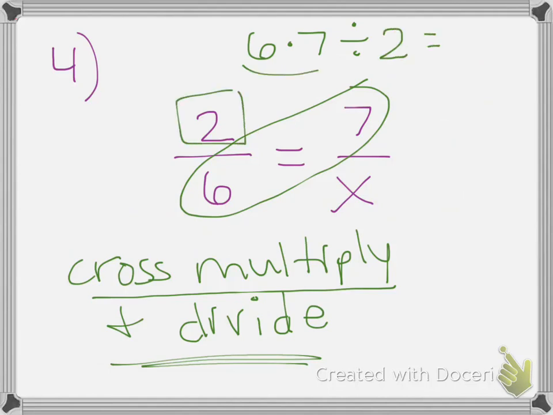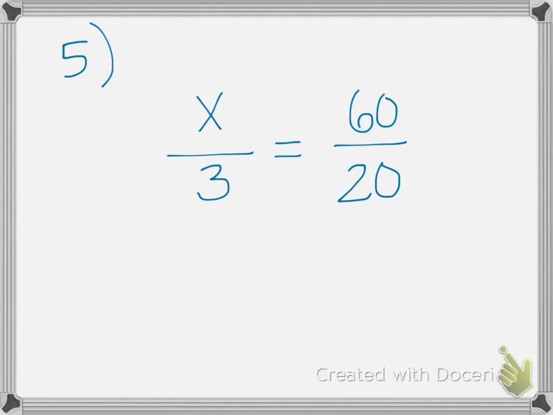So let's try it. 6 times 7 is 42. Divided by 2, you get 21 again. So that's kind of the one we'll probably come back to a lot. It's a very easy way to do it, cross, multiply, and divide. But please don't forget to always look at the relationships between them, because that's kind of the way to understand why it works.